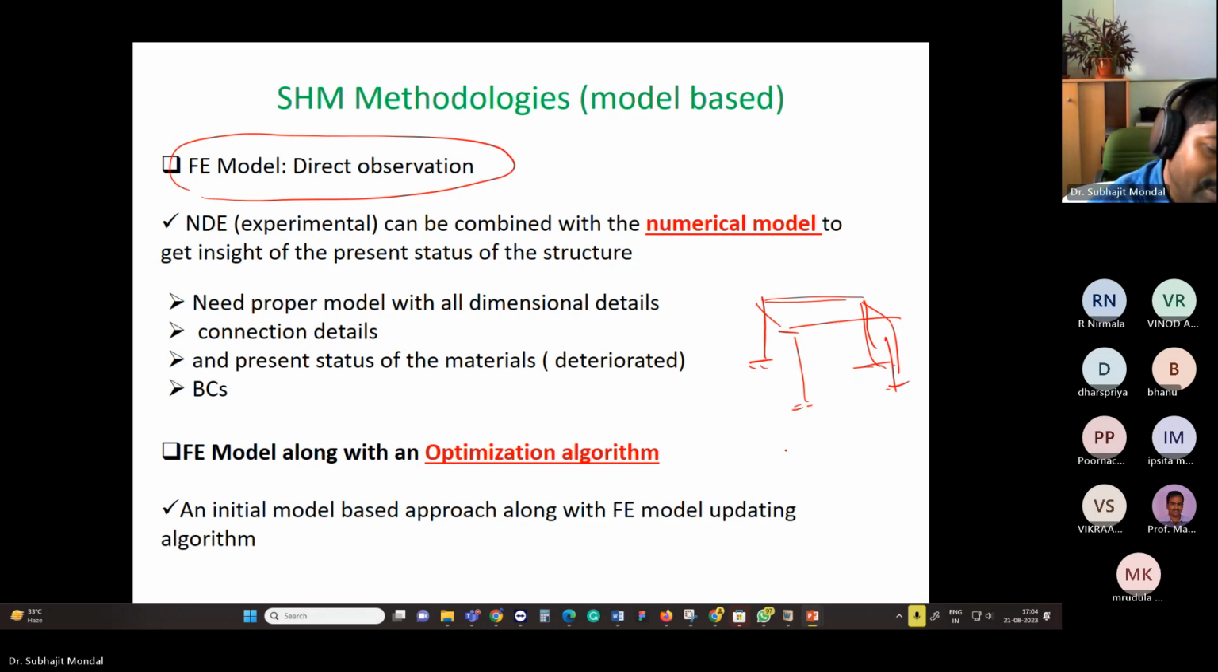Again, there is some limitation: the model should be accurate enough. For example, the boundary conditions. The boundary conditions we have in the real building should be the same in the model everywhere.